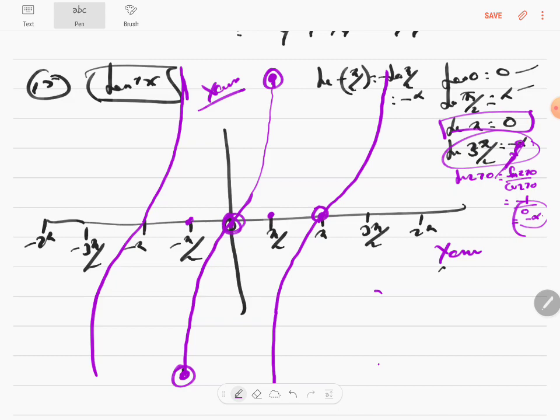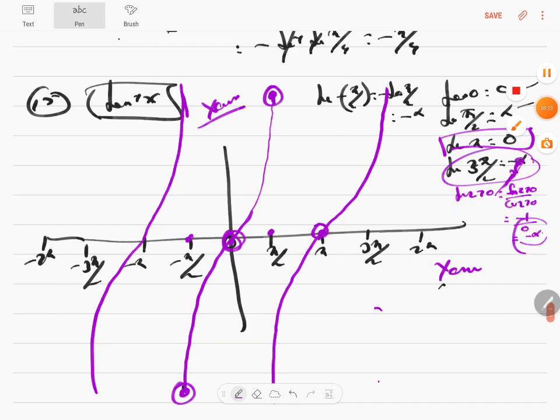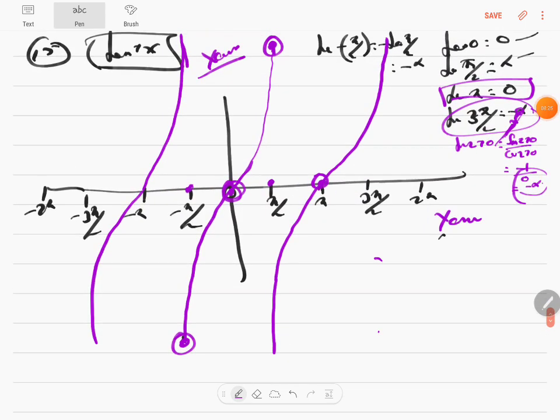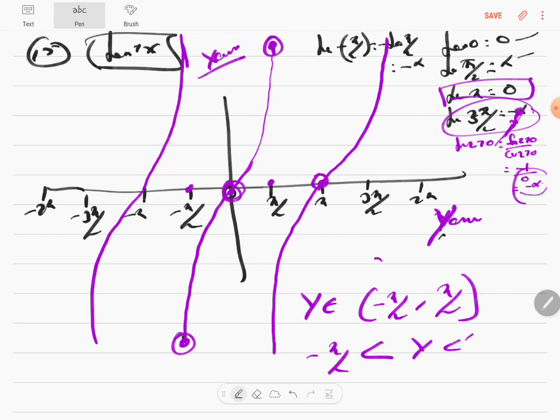Correct? The domain and range have got interchanged. So from this graph, you have to identify what the range should be. From this you can see that y ranges between minus pi by 2 and pi by 2, and it does not include them, because at pi by 2 and minus pi by 2 it goes to infinity. So you can't include infinity. So it's an open bracket, minus pi by 2 to pi by 2; y lies between minus pi by 2 and pi by 2. Don't put the equal to symbol.